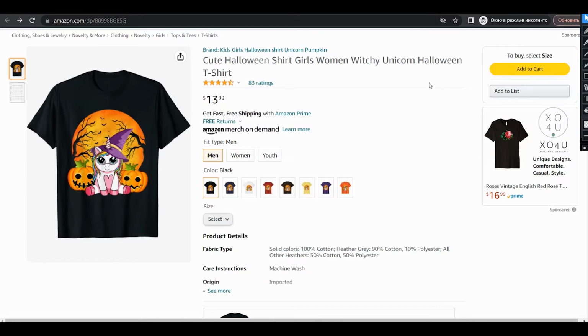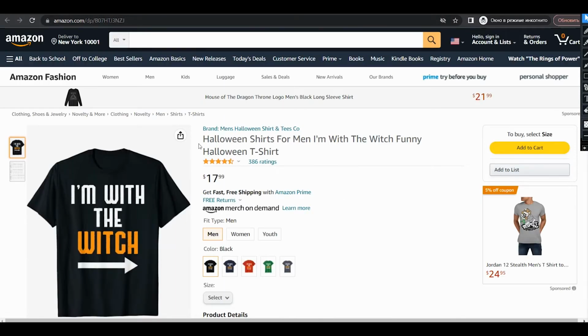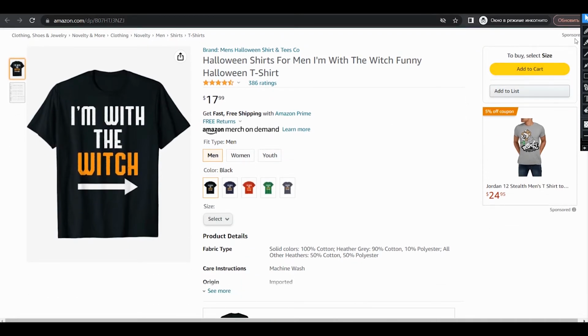Anyway, these kinds of designs are more targeted to kids' clothes, to kids' sizes. Okay, now let's go next. The next design for Halloween, some niche for Halloween, is pretty simple. T-shirts, and they are made with this structure.